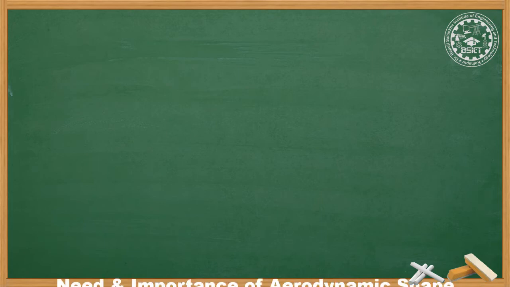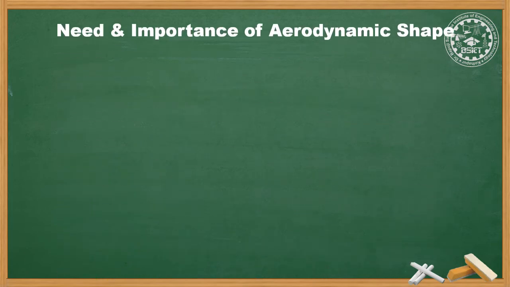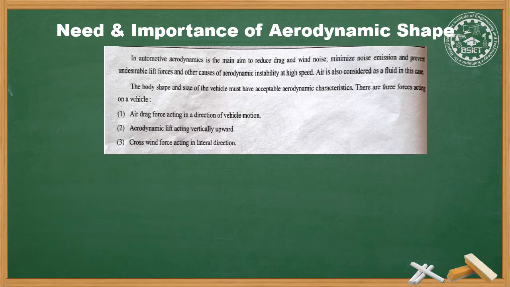Need and importance of aerodynamic shape or aerodynamic aspects. In automotive industries, the main aim of aerodynamics is to reduce the drag, wind noise, minimize noise emission, and prevent undesirable lift forces and other causes of aerodynamic instability at high speed. In this case, air is considered as a fluid. The body shape and size of the vehicle must have acceptable aerodynamic characteristics.